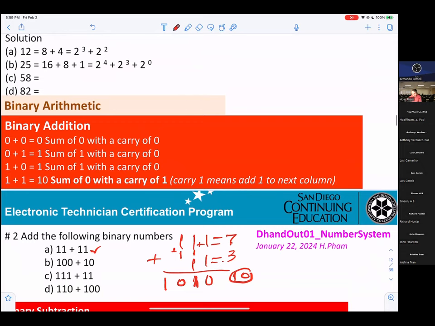And remember, zero adding to zero is zero, no carry. Zero adding to one, sum will be one, no carry. One adding to zero is one, no carry. However, one adding to one, the sum will be zero, however, carry one. Okay, so I understand. Carry one means adding one to the next column.